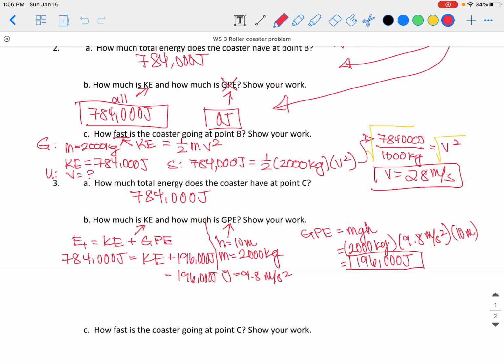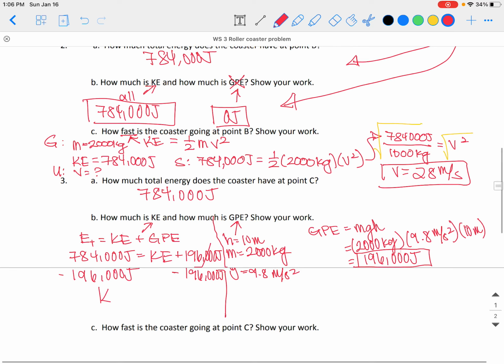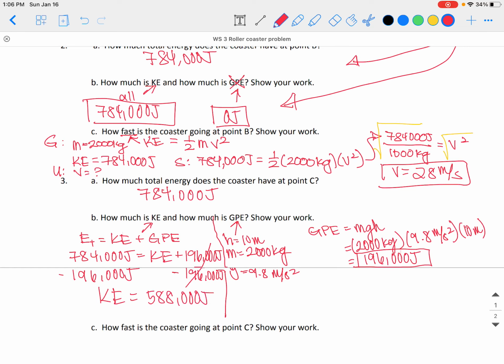This is a separate problem, just to make sure. I'm going to subtract that from both sides, and I get a kinetic energy of 588,000 joules. So this is my kinetic right here. This is my gravitational. Okay, now we need to find out how fast the coaster is going at point C.